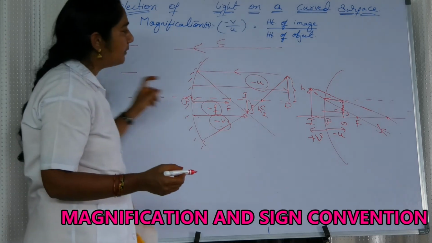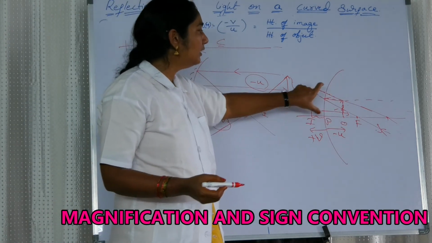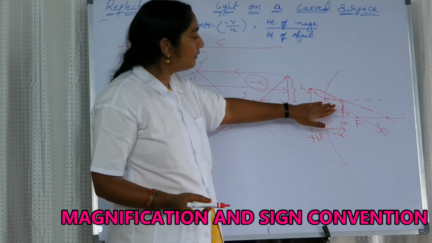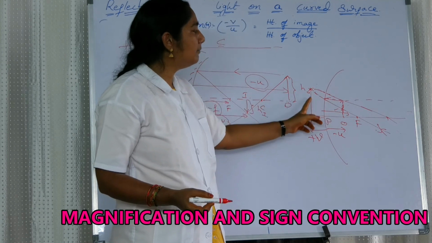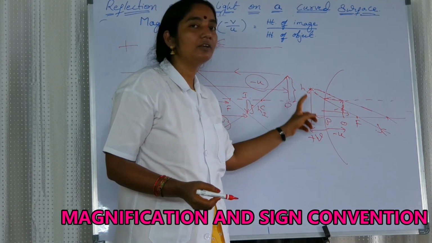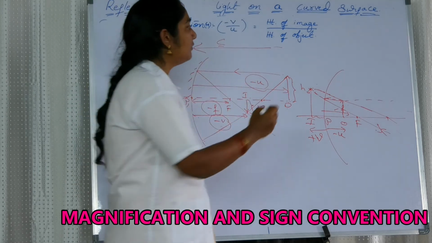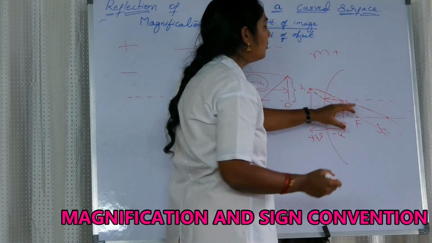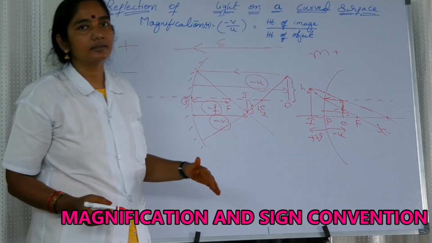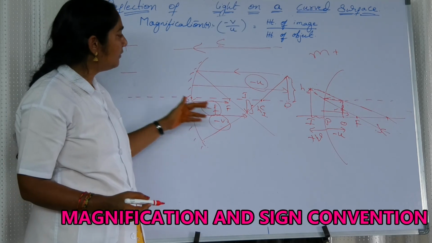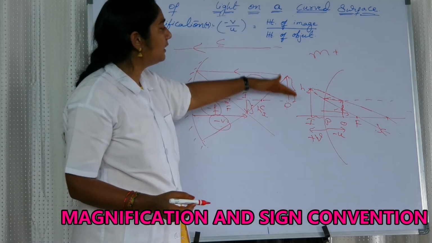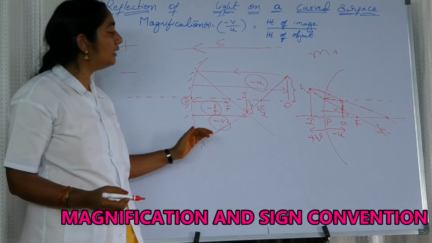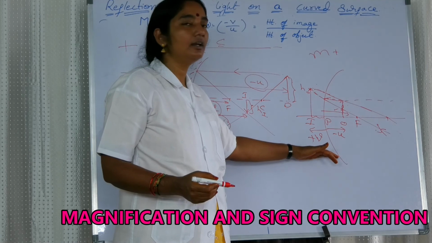And in this particular case, the object is above, and the image is also above. That means the magnification is positive. Magnification is positive indicates that the image is a virtual, magnified image. So when magnification is positive, both are above the axis. And if magnification is negative, it indicates that the object is above and the image is below. So this indicates that it is real and diminished. The other indicates that it is virtual and magnified.